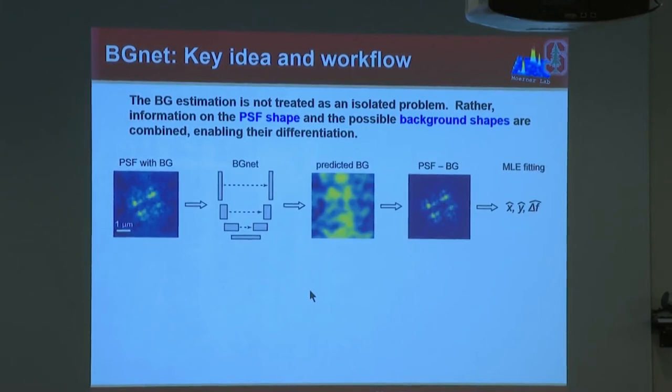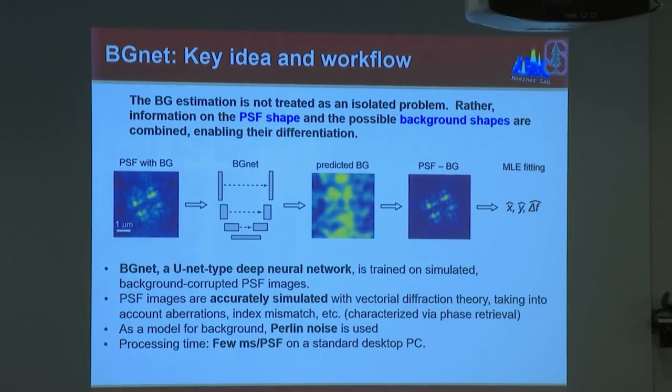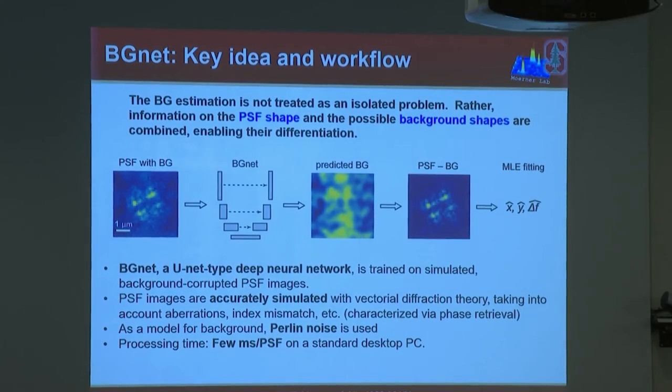So in this way of doing it, the background estimation is not an isolated problem. To make sure you understand the workflow, we're going to train on known PSFs with some simulated background and ask the net to say, what is the background in that case? You give me the background alone. Then you can take that background and subtract it from the measurement to give you just the PSF alone for fitting purposes. This is done with a UNet. I'm not going to go through all the details. This is one of the networks that's been used for a number of different image processing applications. It's a deep neural network that's trained on many, many examples of point spread functions with a lot of backgrounds.